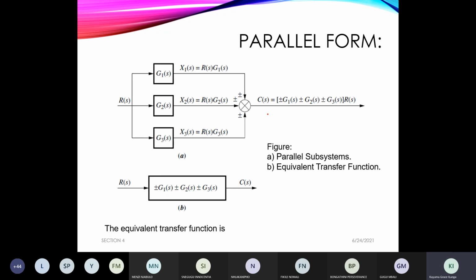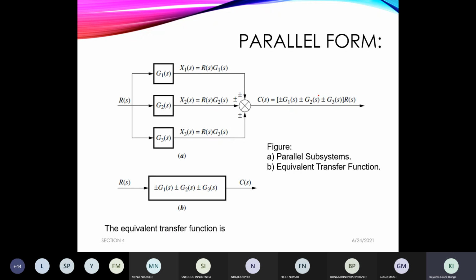So the equivalent block diagram will be this one, G1 plus or minus, depending on the sign of the signal or the sign of the block diagram. It will be G1 plus G2 plus G3, or G1 minus G2 minus G3. And now here they are showing what I told you: the output signal is equal to the input signal R(s) times the block diagram.